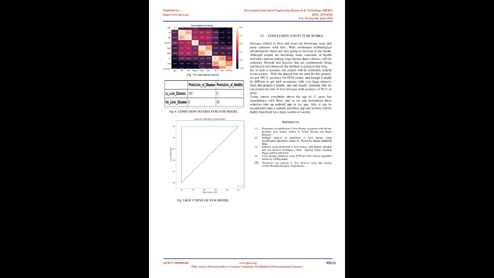References. 1. Biomarkers for Prediction of Liver Fibrosis in Patients with Chronic Alcoholic Liver Disease, written by Sylvie Naveau and Bruno Raynard. 2. Strategic Analysis in Prediction of Liver Disease Using Classification Algorithms, written by Piyush Kumar Shukla and Binish Khan. 3. Software-based prediction of liver disease with feature selection and classification techniques, written by Jagdeep Singh, Sandeep Bagga, and Ranjit Kaur. 4. Liver disease prediction using SVM and Naive Bayes algorithm, written by Uday Anand. 5. Prediction and analysis of liver diseases using data mining. Fig 5, ROC curve of SVM model.